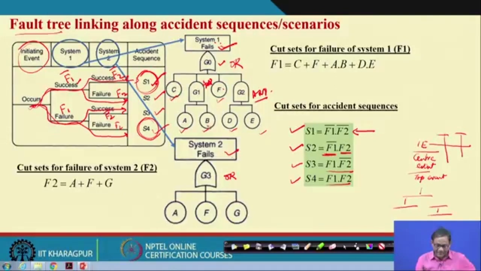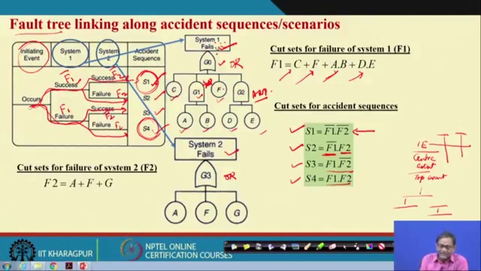But A and B simultaneous occurrence also lead to system 1 failure, and D and E simultaneous occurrence lead to system 1 failure. So, as a result, how many sets will you get? Because the OR gate increases the number of sets, you will get 1, 2, 3, 4. The first one is C, second is F, third is G1, basically A into B, and fourth is G2, D into E. So, this is what we have written in Boolean expression.